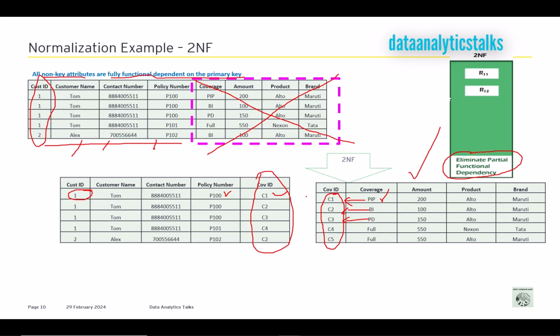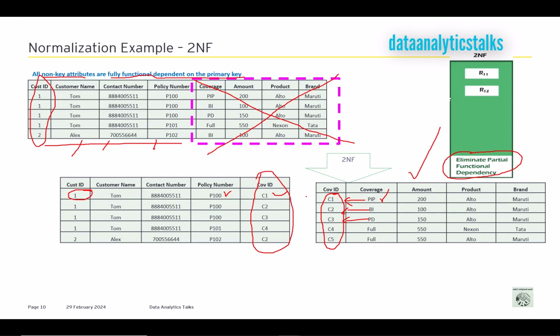In a table, identify which non-keys are fully dependent on the primary key and which non-keys are only partially dependent on the primary key. Identify those partially dependent columns and put them into a separate table. Then link back to the main table with the foreign key option. That's where we can derive 2NF.